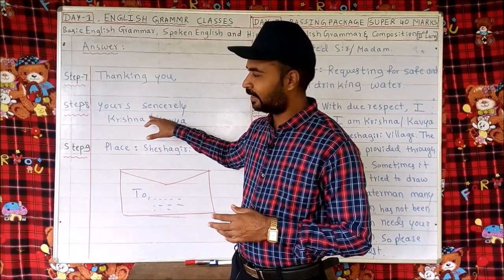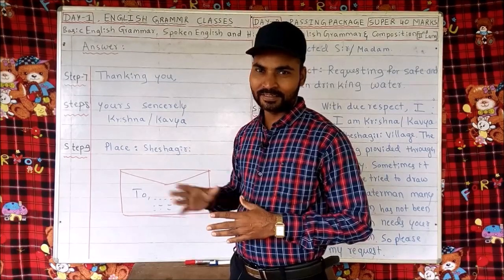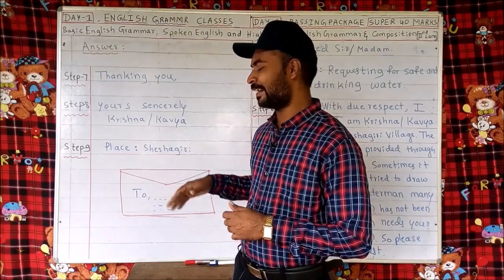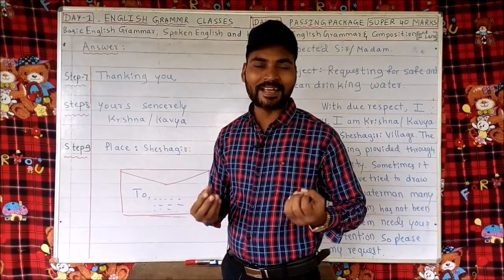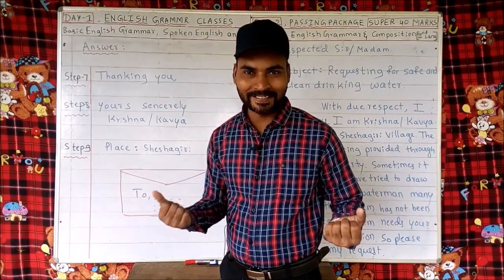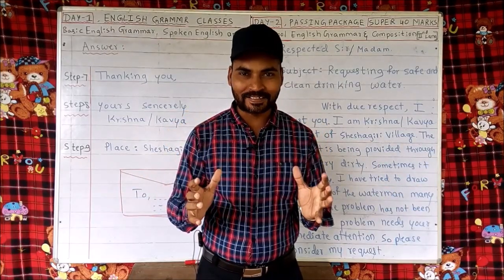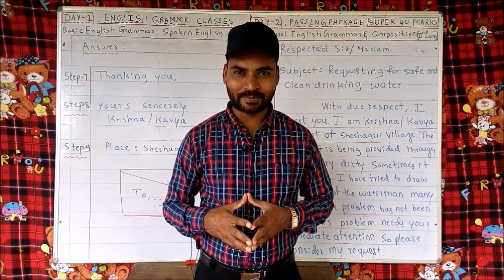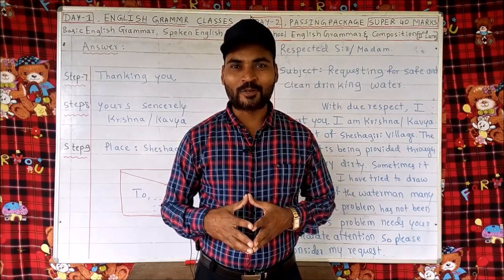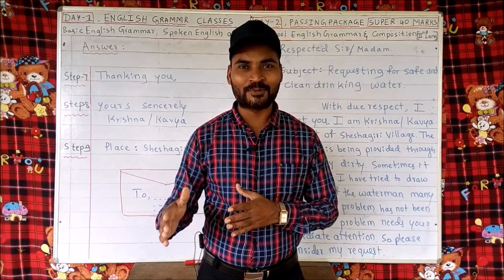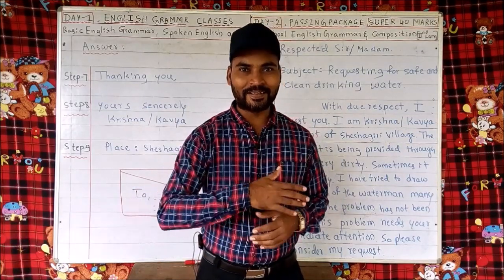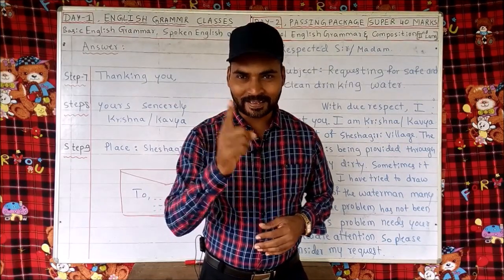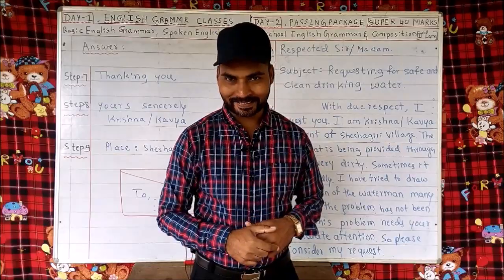After writing yours sincerely, you sign here, Krishna or Kavya, whatever name you have given there. Then the last step, that is writing the place. You write your place and finish the letter. That's it. So this is the official letter we wrote here using a question. Now let's take an example of a question that was asked in SSLC 2020 June. Recently that exam was completed. That question is asked. Now let's take that question and try to write the letter.